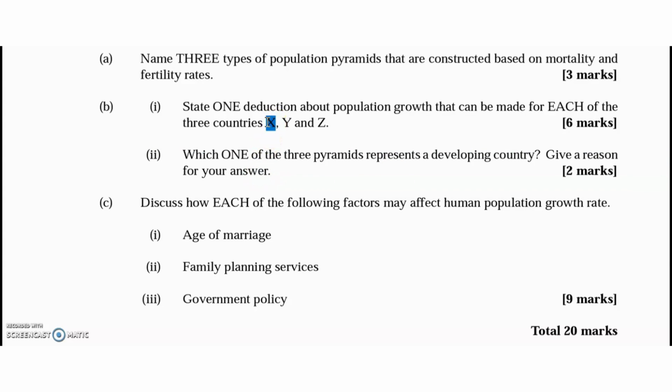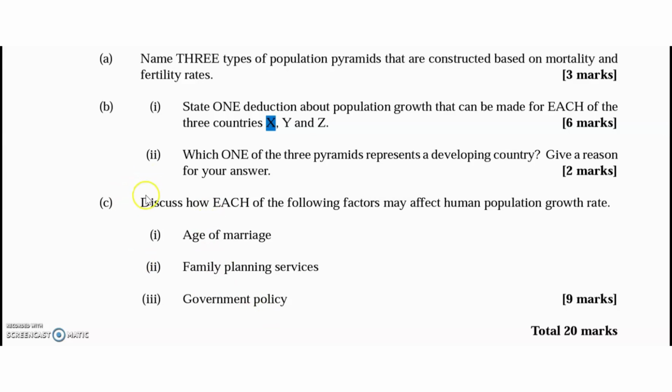Why? Because country X is in fact associated with a high birth rate and a relatively high death rate, or we could say a small number of the population is in fact reaching senior citizen age, as a matter of fact, in relation to the overall population of that particular country.